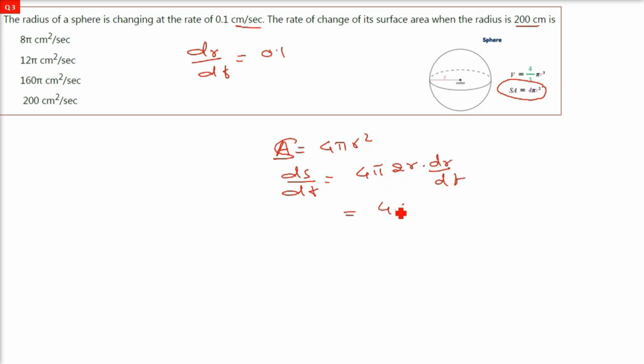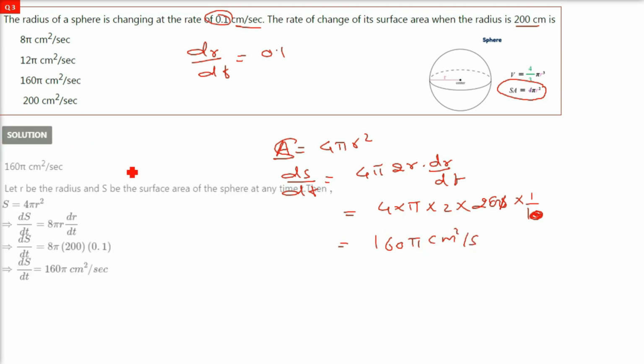So what is 8 pi, this is 2 and this is 0.1. Okay, so r is 200 centimeter and this is 1 by 10, 0.1 is 1 by 10. So when you compute this, you are going to get ds by dt, the rate of change of surface area. So this computation is 160 pi centimeter square per second. This is your answer. Now this is the reference for you how I actually did it. This is how you're going to write.